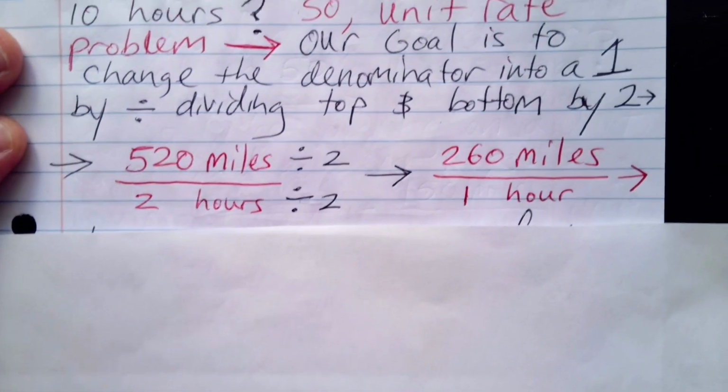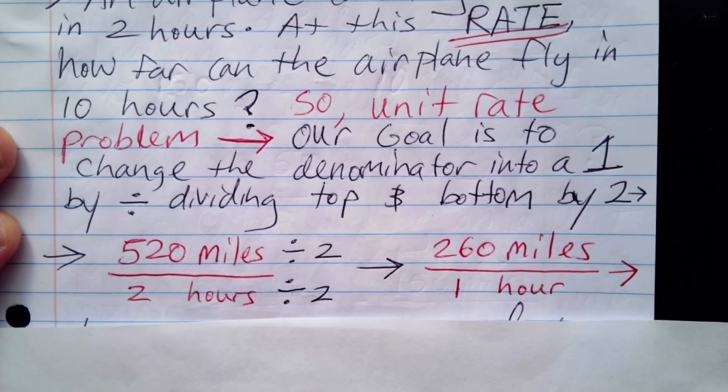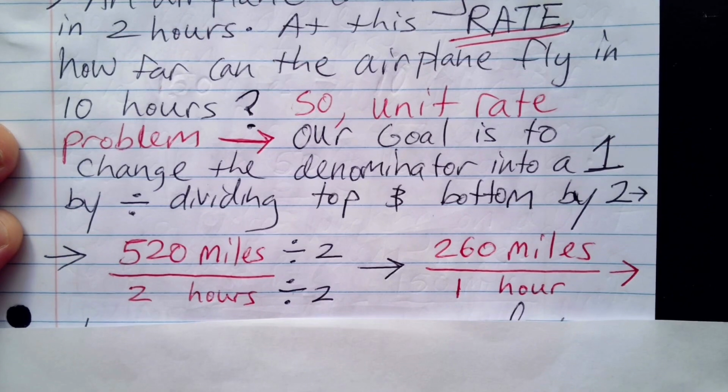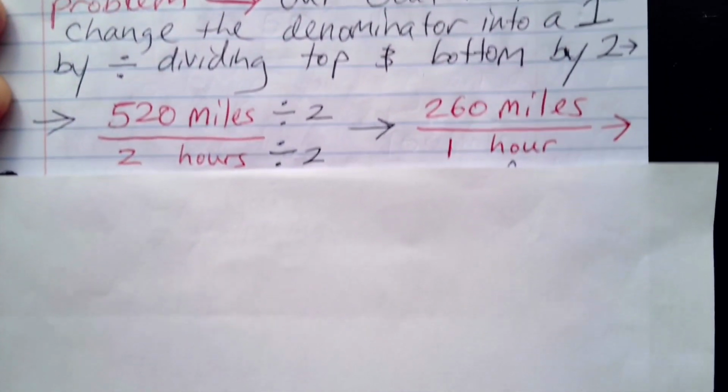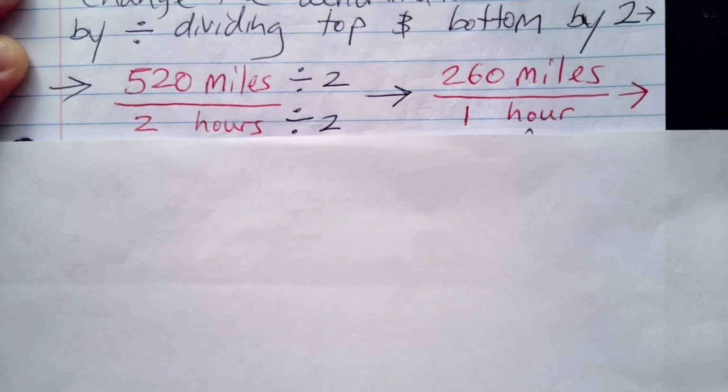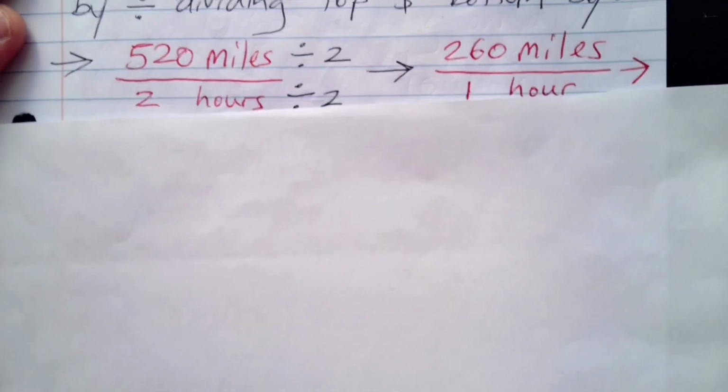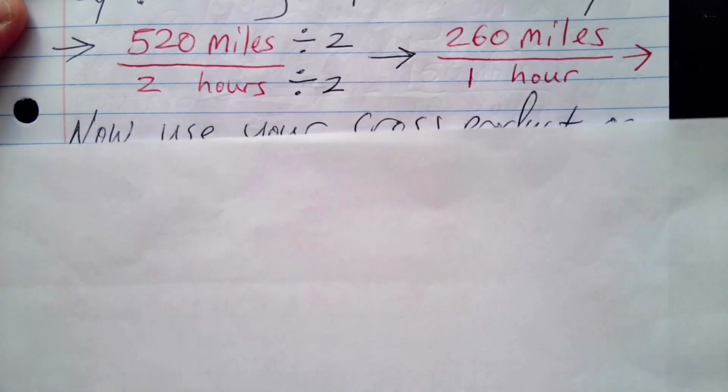The question was, how far will the airplane fly in 10 hours? So we've got our unit rate. It can go 260 miles in 1 hour. If you multiply top and bottom, that would give you miles per 10 hours, right? So 2,600 miles in 10 hours, right? But some folks can't see that. So let's just perform our unit rate.